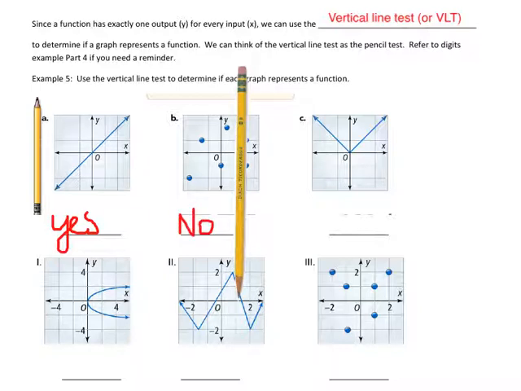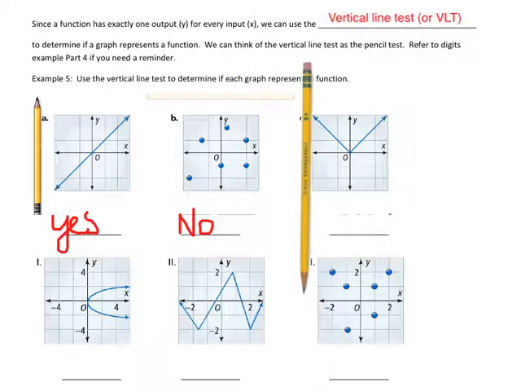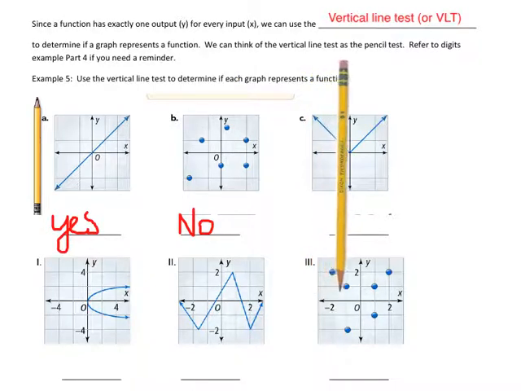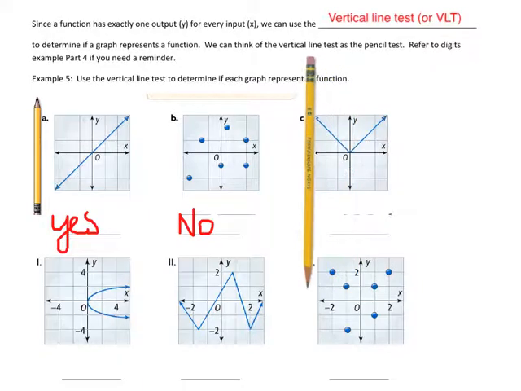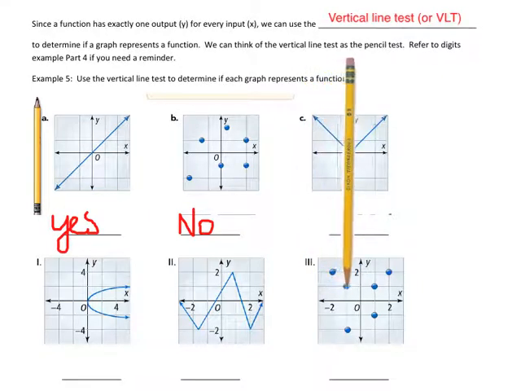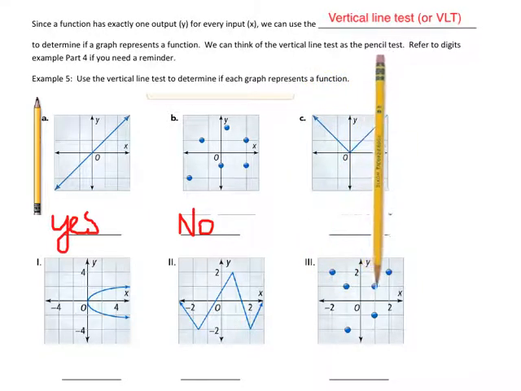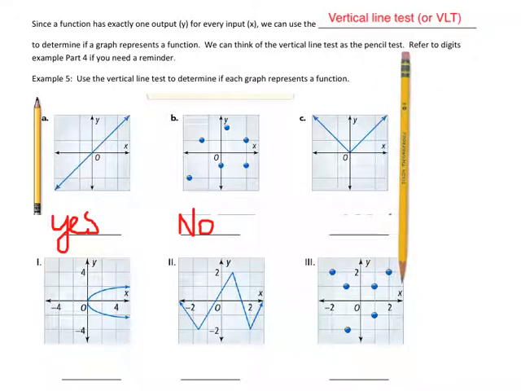Let's continue with the pencil. So we're going to take our pencil and we're going to drag it across the graph. It has to be vertical like it is. So again, if I take it across the graph, it only touches the graph once every time I move it across. Because of that, this passes the vertical line test, so we would say this is yes, a function.